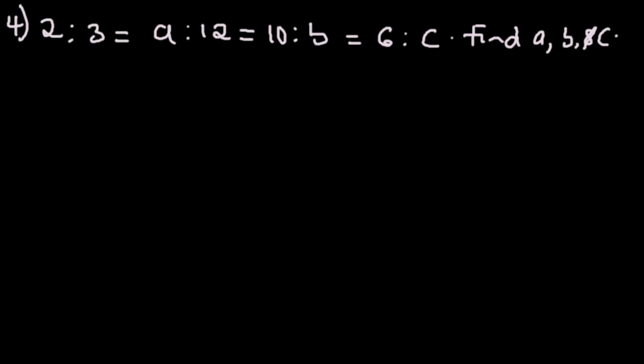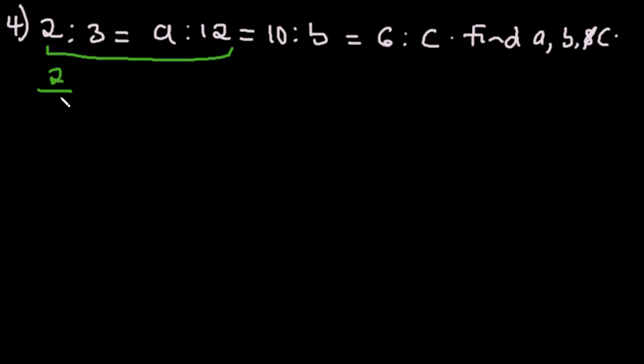So now, we know 2:3 equals A ratio 12. This is the first section. Then this equals this, before this equals this. So we'll take it one after the other. This is the first part. Let's solve for this part first.